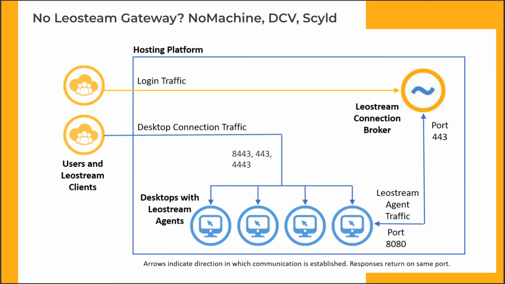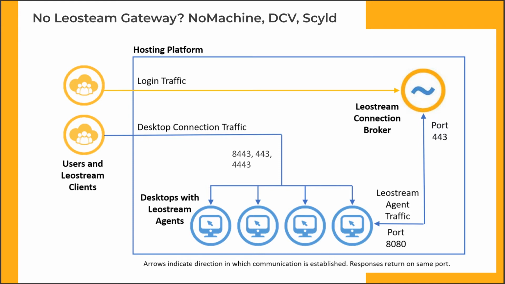In this type of solution, the user login is all on 443 to the connection broker. And then once the user selects which desktop they want to connect to, their web browser is pointing to the display protocol server that's running on the remote machine, on the port that that server uses. So for NoMachine, it's 8443. For Scyld, it's 443. Oops, I think I got this backwards. For DCV, it's 8443. For Scyld, it's 443. And for NoMachine, it's port 4443.